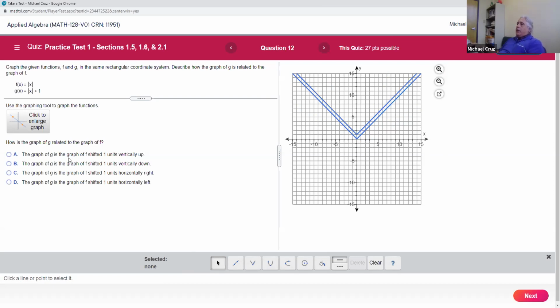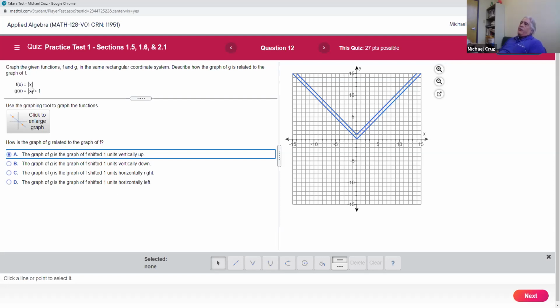The graph of G is a graph of F shifted 1 unit vertically up. If it had been -1, it would go down. Now, I don't think we really get too much into this in this section, if I remember correctly, but we might, I'll explain it.